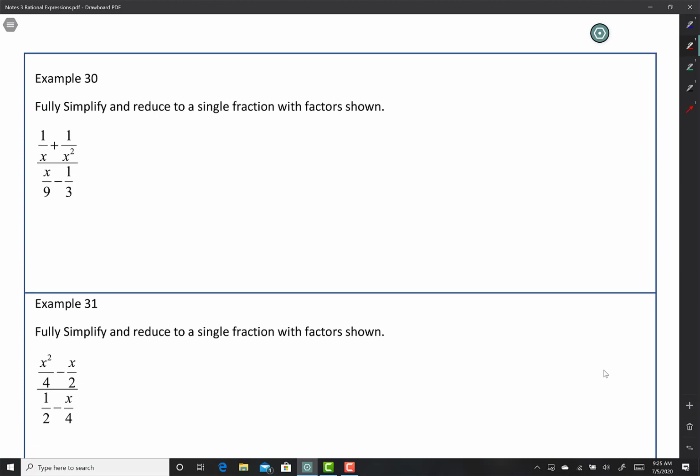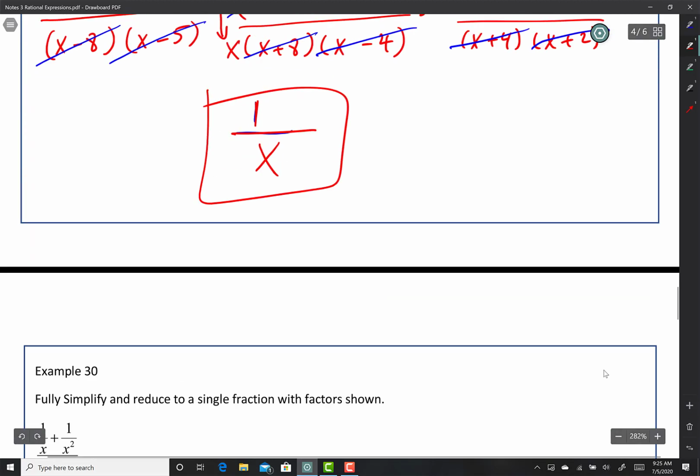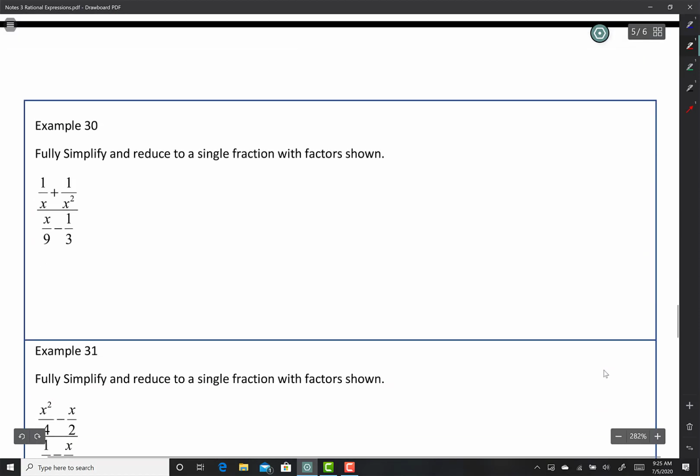So now we got these nasty complex fractions. They're not that bad, actually. Maybe we should have put these earlier. What we're going to do is find a common denominator in the numerator and a common denominator in the denominator, if that makes sense. And then we're going to go from there.